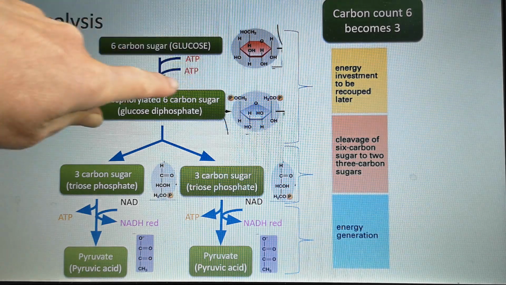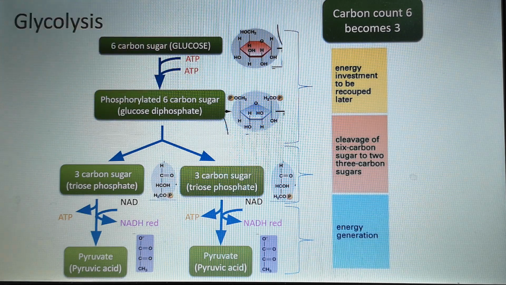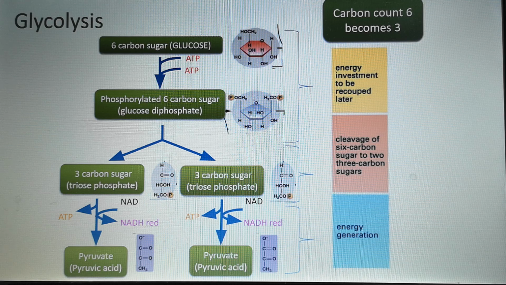First of all, you'll notice that we're actually putting ATP in at the beginning here. The first step of glycolysis is often called the investment step, and you'll hear people say, oh, you've got to spend money to make money. You've got to put a little bit of energy in to get glycolysis going, okay? And what that basically does is it phosphorylates glucose. Those 2 ATP molecules give up their phosphates, phosphorylating glucose.